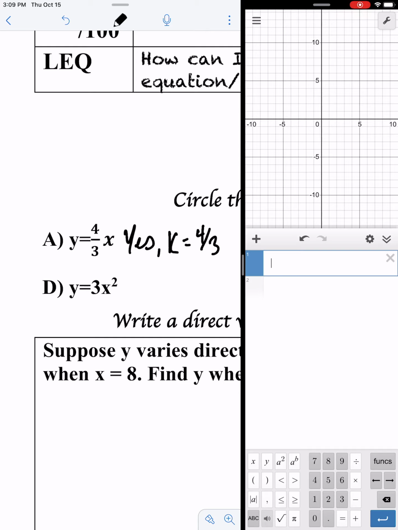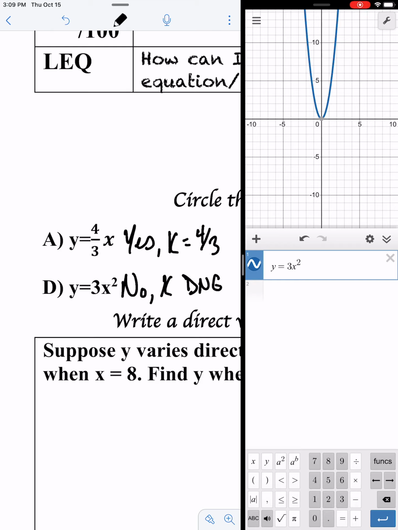Then I'm going to go to D. Y is equal to 3x squared. This is going to be no. So K does not exist. The reason it's no is because it's not a line. So again, if it's not a line, it's not direct variation.